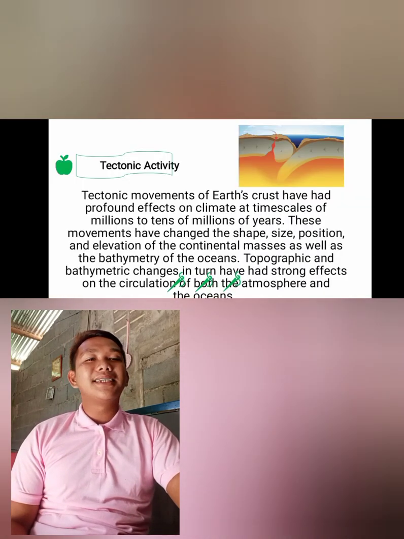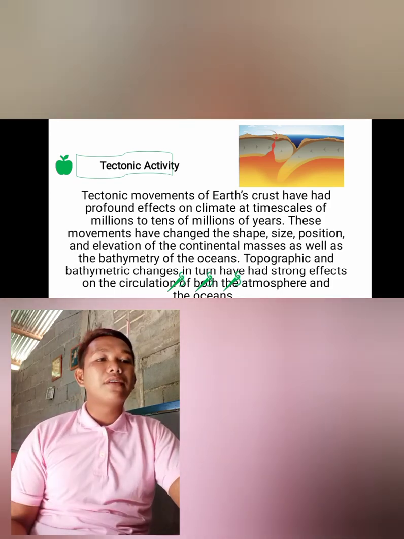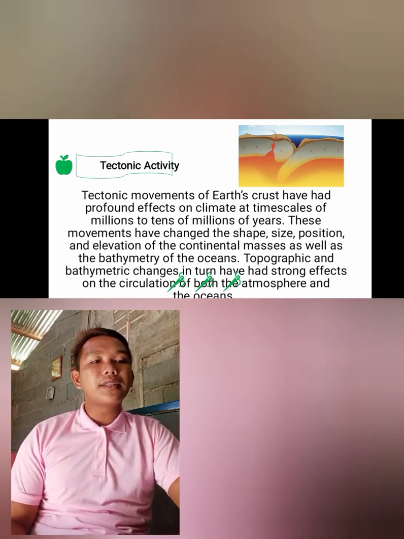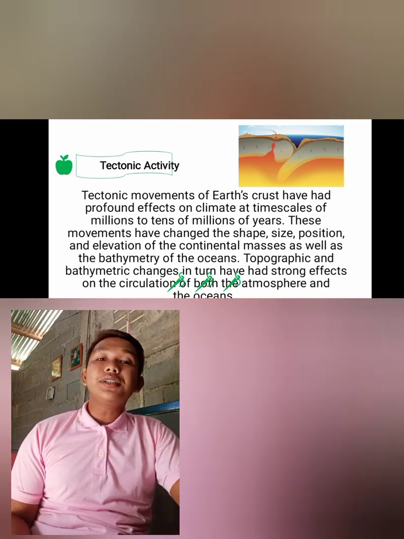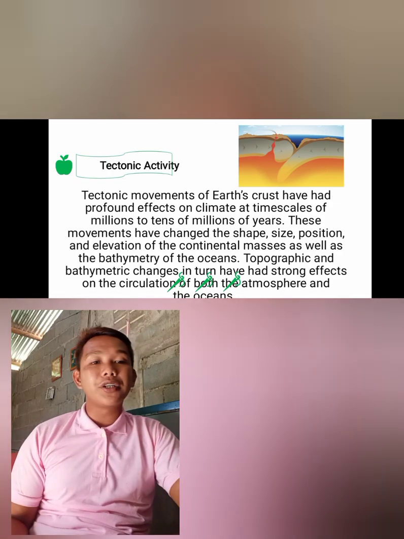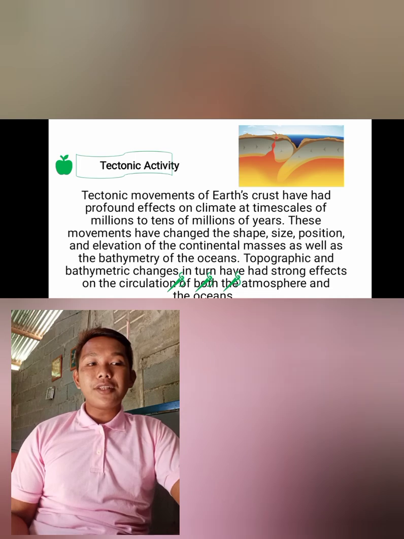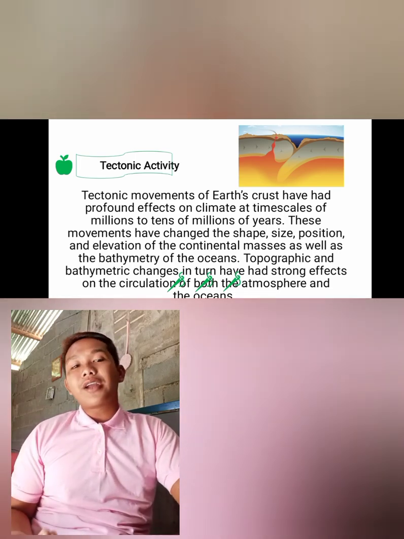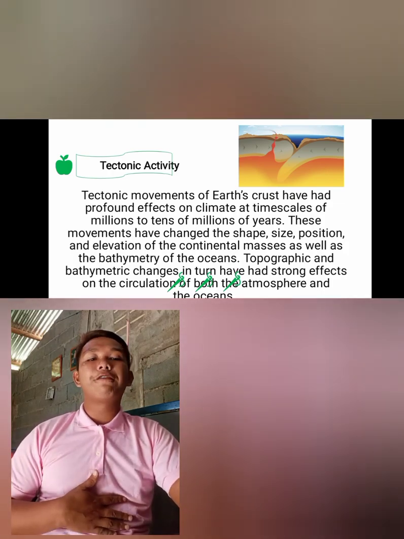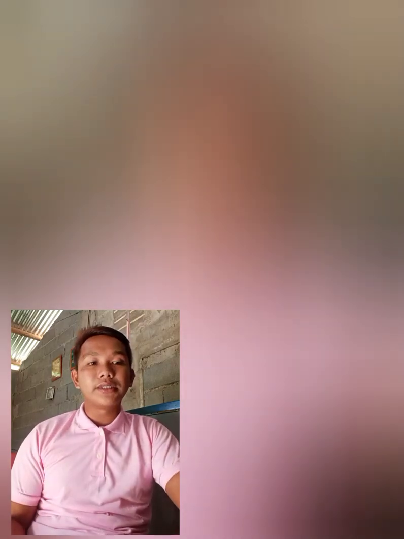And the next one is tectonic activity. Tectonic movements of the Earth's crust have profound effects on the climate on timescales of millions to tens of millions of years. These movements have changed the shape, the size, and the position and elevation of the continental masses, as well as the bathymetry of the ocean. Topographic and bathymetric changes in turn have strong effects on the circulation of both the atmosphere and the oceans.